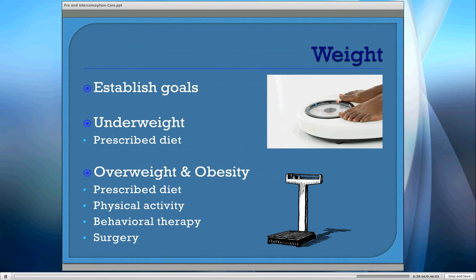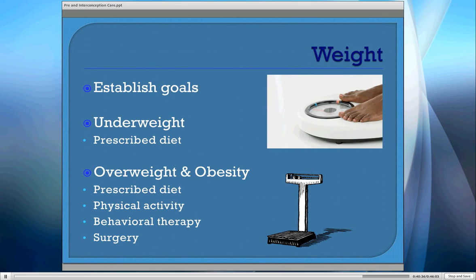Following assessment to rule out underlying disease, the first step is to jointly establish goals for an appropriate weight. To minimize risks to the woman and to future pregnancies, the desired weight should be achieved prior to conception. For women who are underweight, treatment should include education, a dietary prescription, and regular monitoring. For women who are overweight or obese, education, a dietary prescription, recommendations for physical activity, and behavioral therapy if indicated, along with regular monitoring are indicated.